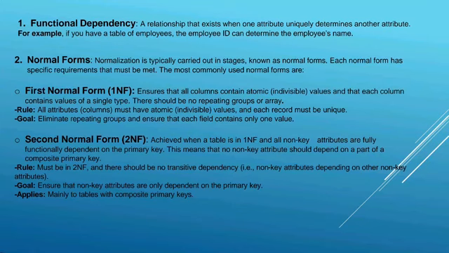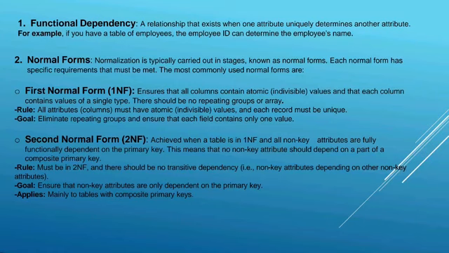First, functional dependency, a relationship that exists when one attribute uniquely determines another attribute. For example, if you have a table of employees, the employee ID can determine the employee's name. Second, normal form. Normalization is typically carried out in stages known as normal form. Each normal form has specific requirement that must be met.